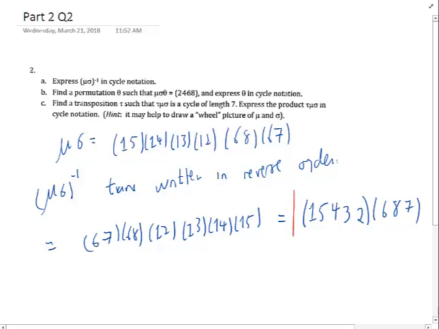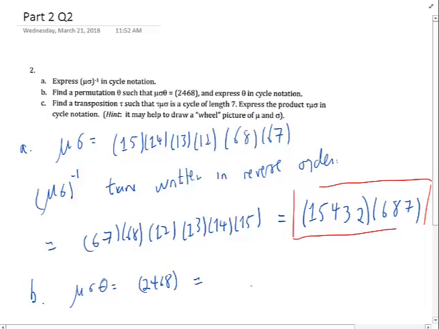Now, for part B, it would have been good if you recognized the relationship between part B and part A. So this is part A. Part B says I want mu sigma theta is equal to 2468. Now what that means is that if I multiply both sides by mu sigma inverse, that's equal to mu sigma inverse times 2468.